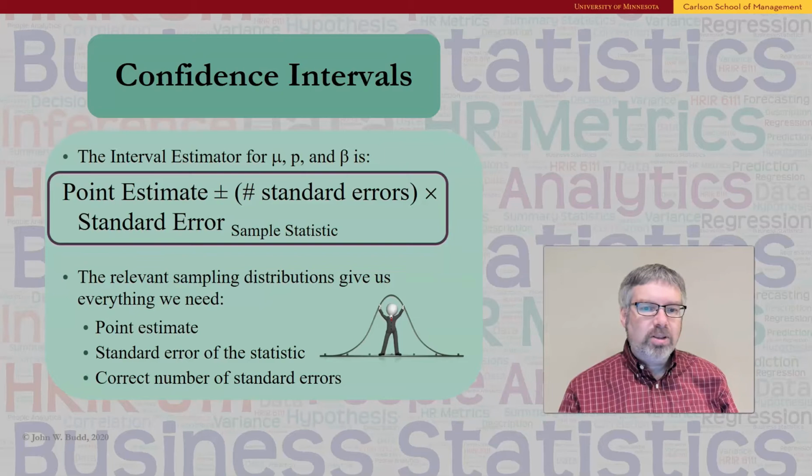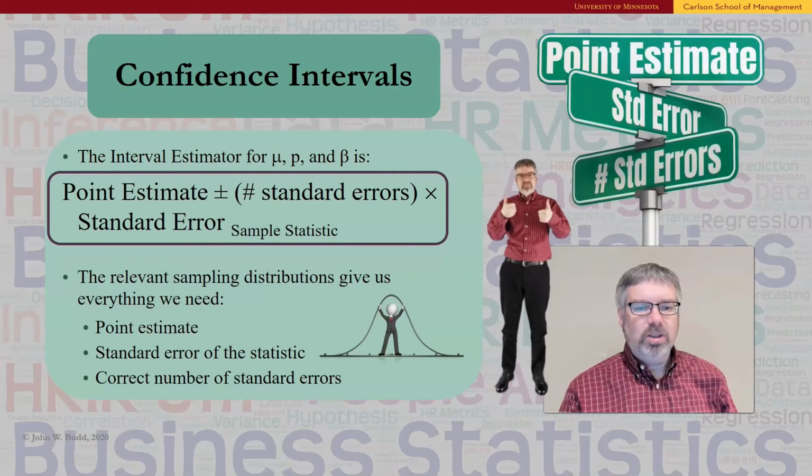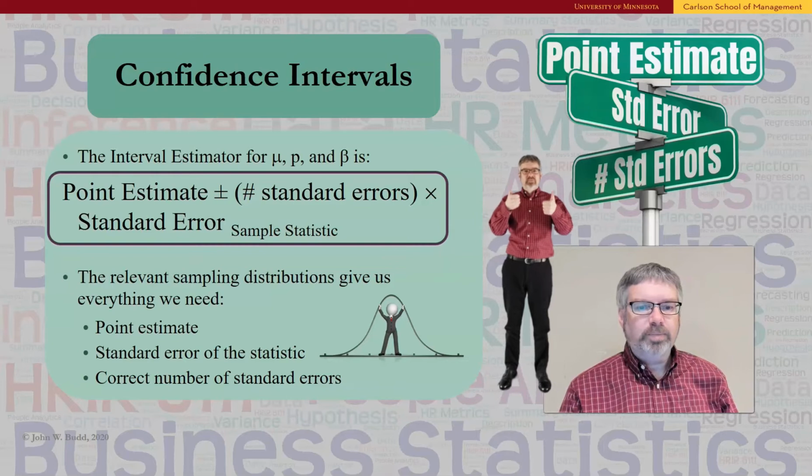Well, again, the sampling distribution for our sample statistic gives us everything we need. It gives us the point estimate, it gives us the standard error, and the shape of the distribution tells us how many standard errors we need to calculate in order to find the appropriate margin of error.